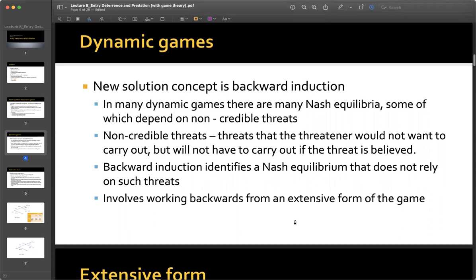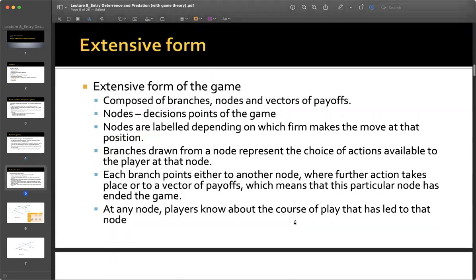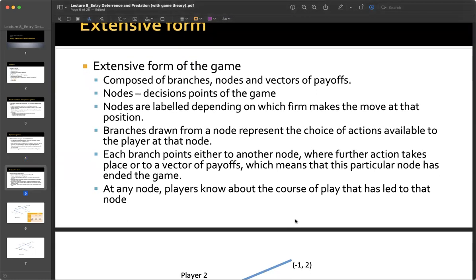So now, we will introduce the extensive form. An extensive form is essentially something that looks like a network. It has branches, nodes, and payoffs. Vectors of payoffs, in the sense that we already know, the one on the left is the payoff of the first player, and the one on the right is the payoff of the second player.